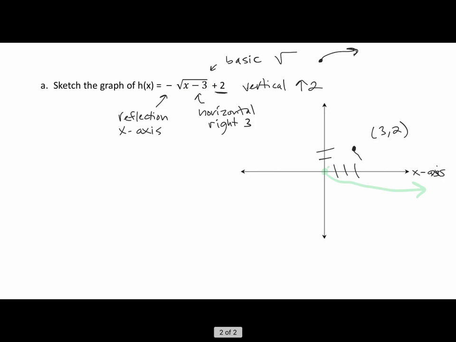And it's going to have the shape of a reflection going down. So reflection first, and then move that starting point. And that is our shifted and reflected graph.